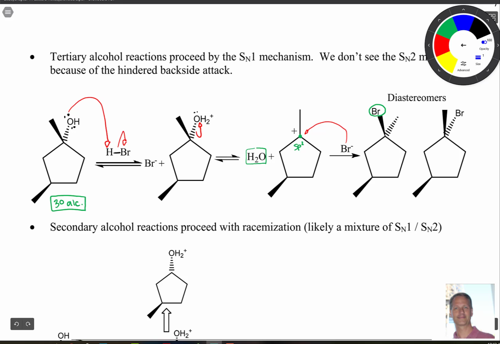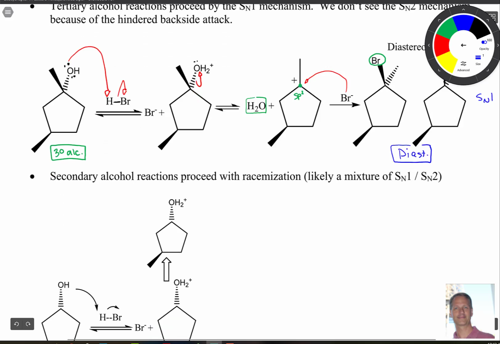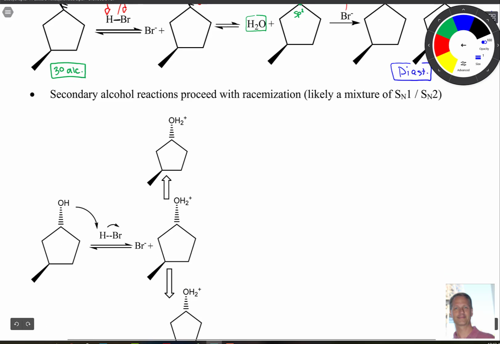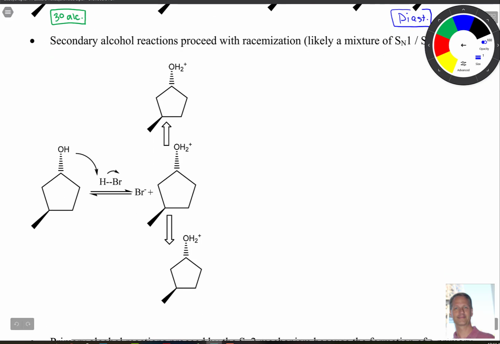Now, these are our SN1 products. Quick question, what's the relationship between the two? If you said they're diastereomers, you are indeed correct. All right, so that's our tertiary alcohols. Now let's take a look at secondary alcohols down here below. For secondary, you're going to see something that maybe is a little bit surprising, but let's look at the reaction in a little bit of detail.